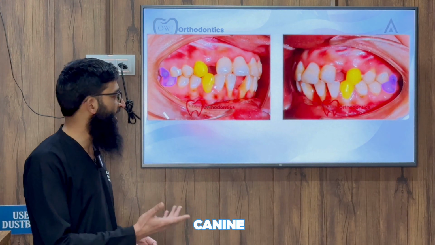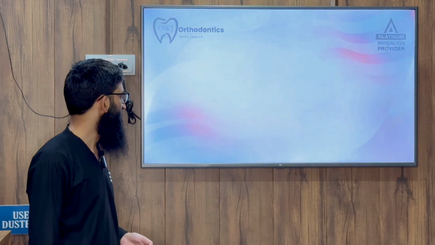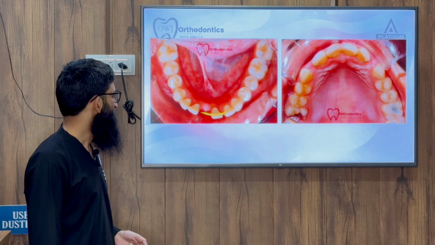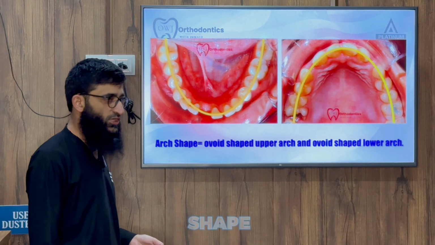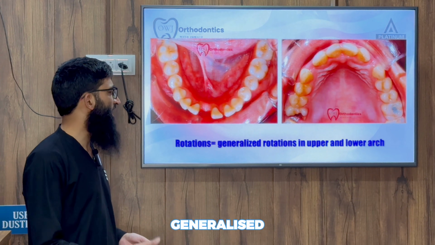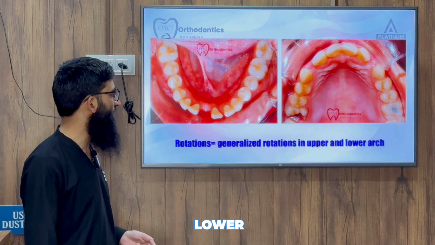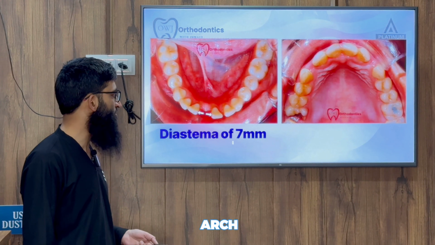Class I canine relation, overjet of 1 mm, and occlusally it's an ovoid shape upper and ovoid shape lower arch. Generalized rotations in the upper and lower arch. Diastema of 7 mm in the lower arch.